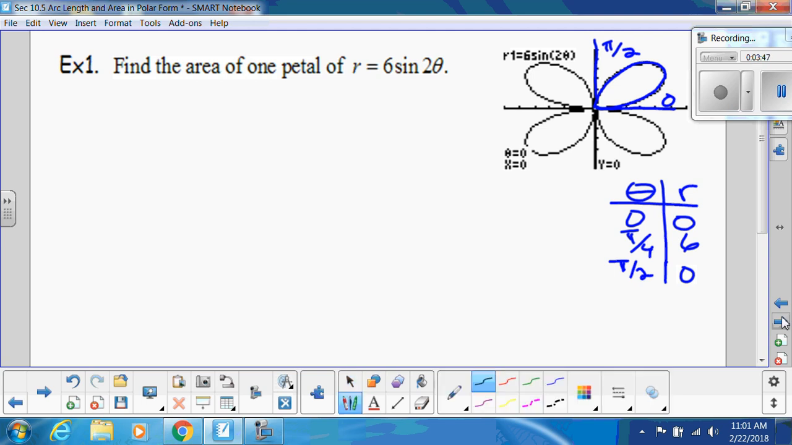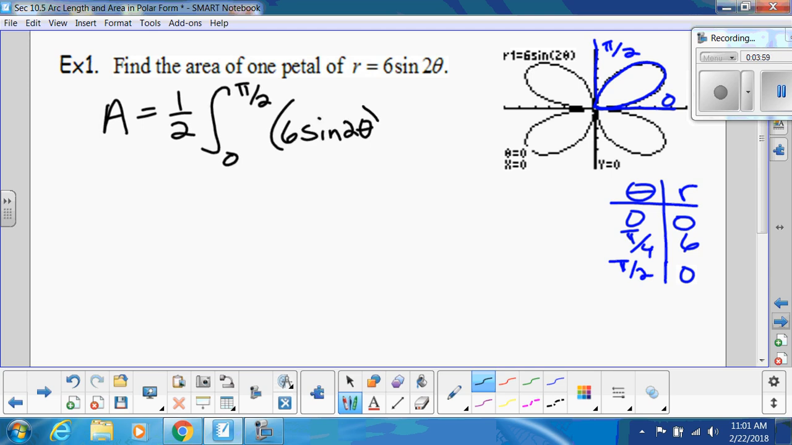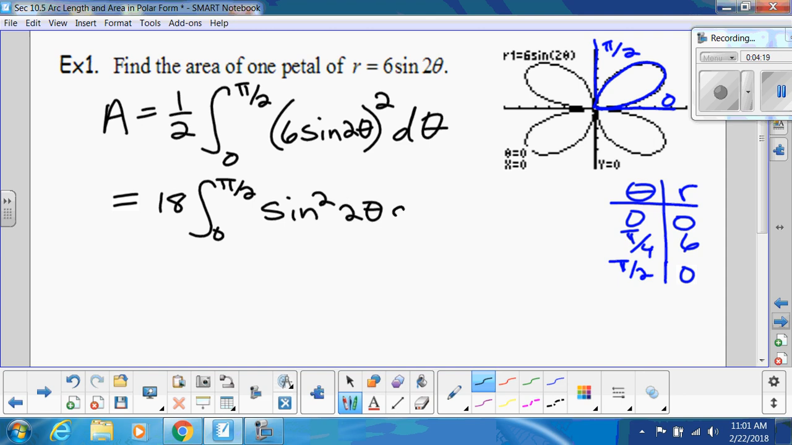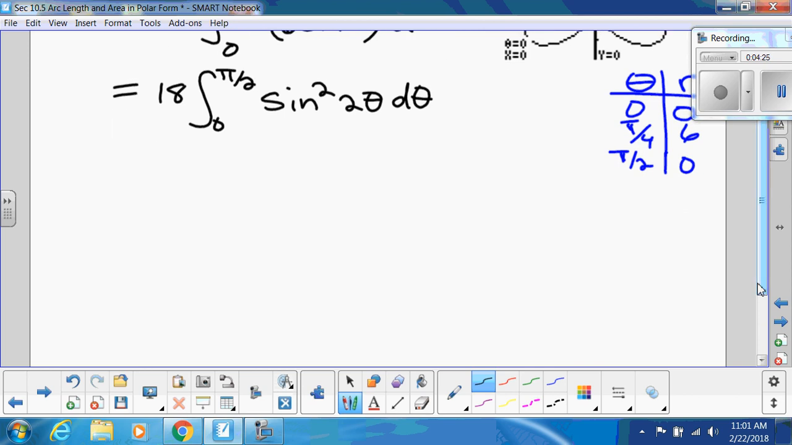And then all we're doing is using the formula. So I have the 1/2 integral from 0 to pi over 2. My function is the r squared, so 6 sine of 2 theta squared d theta. And then we're just going to solve that integral. So I'm going to square the 6, that'll be 36. Bring that outside with the 1/2, that'll be 18. And I have sine squared of 2 theta. Remember from our integration techniques, if I see sine squared all by itself, I'm going to replace it with that double argument formula.